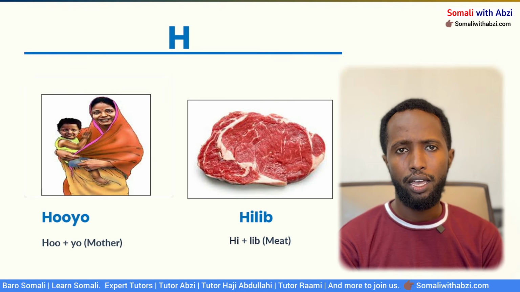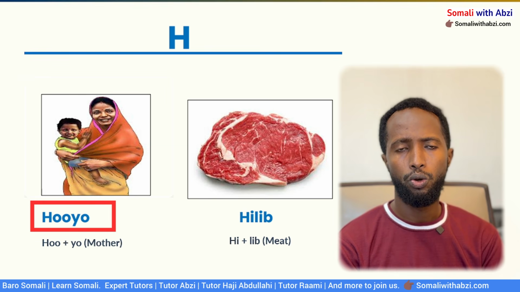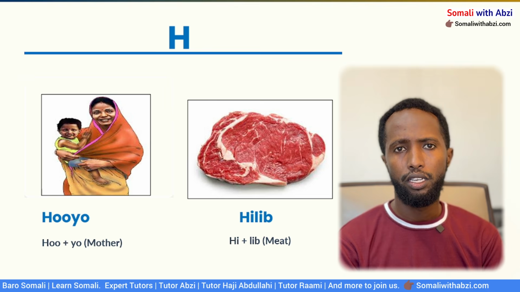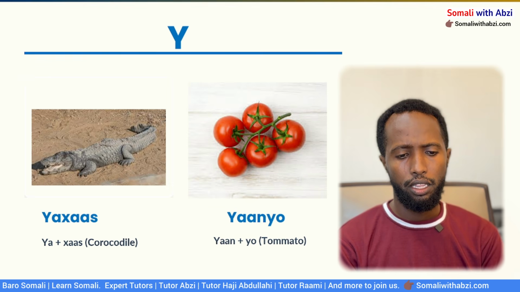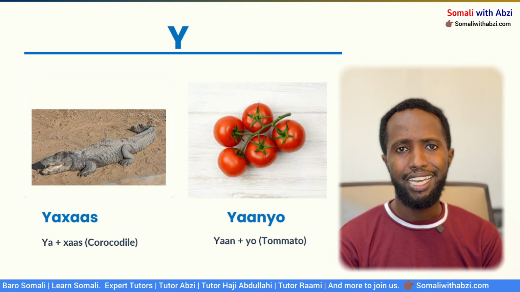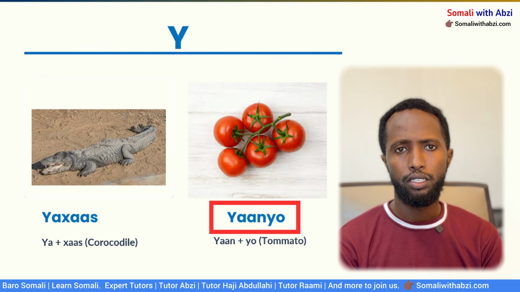Now we can see the letter ha, like hooyo, which is a very famous word in Somali. Hooyo, hooyo. And also we have hilib, hilib. The last one is the letter ya, like yaxas, yaxas. And also we have yanyo, yanyo.